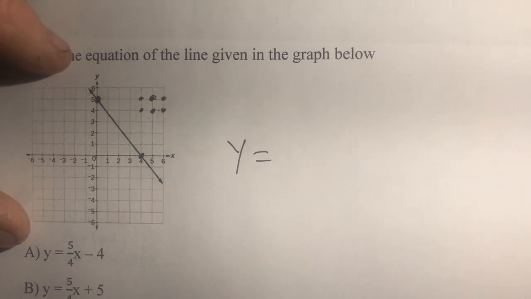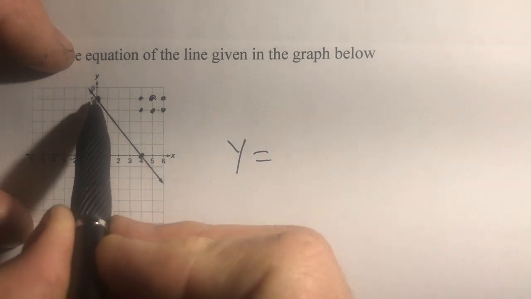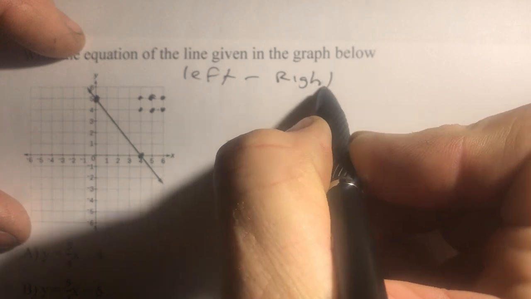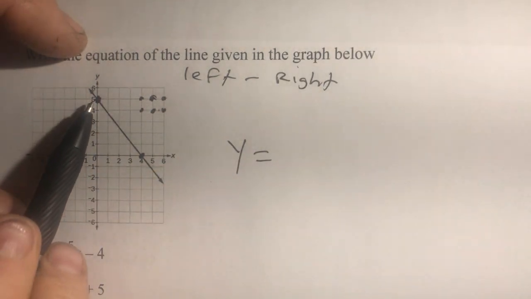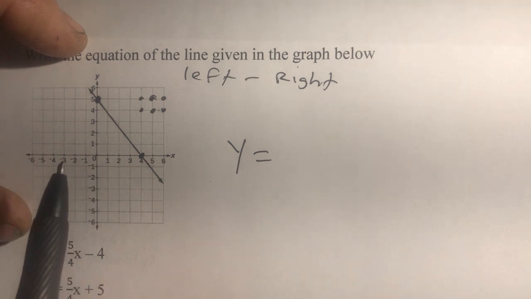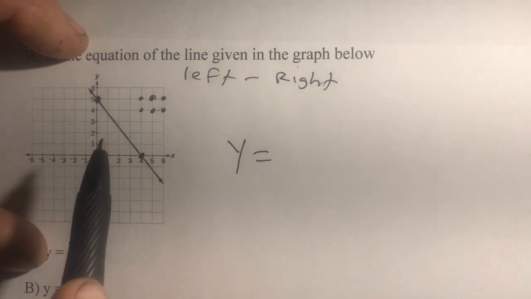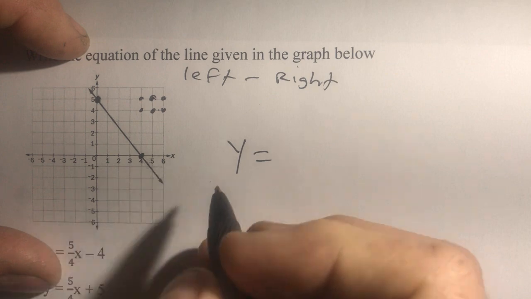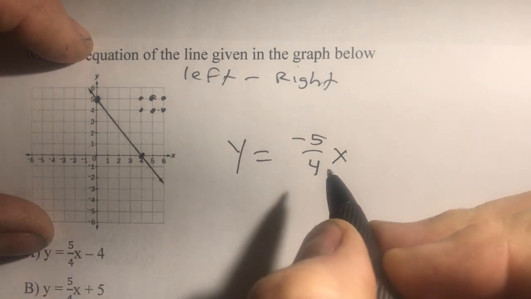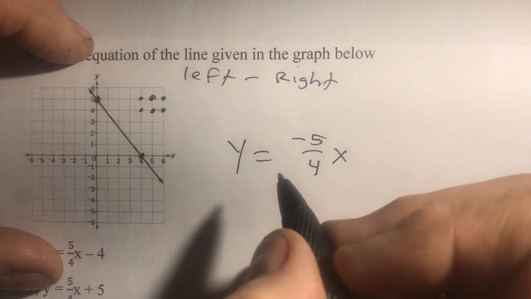And I have to use those for the slope. So I go left to right. I start at the left, and I have to go down 1, 2, 3, 4, 5. Okay, and then I've got to go over 4. So I go down 5 and I go over 4. That's my slope right there.